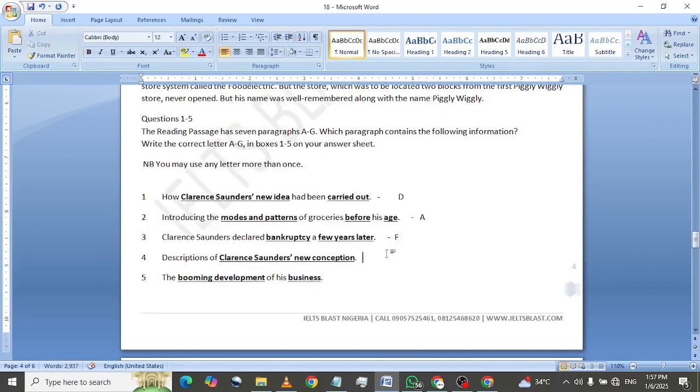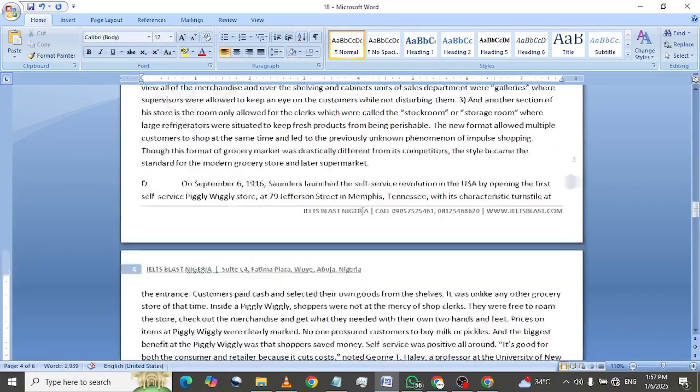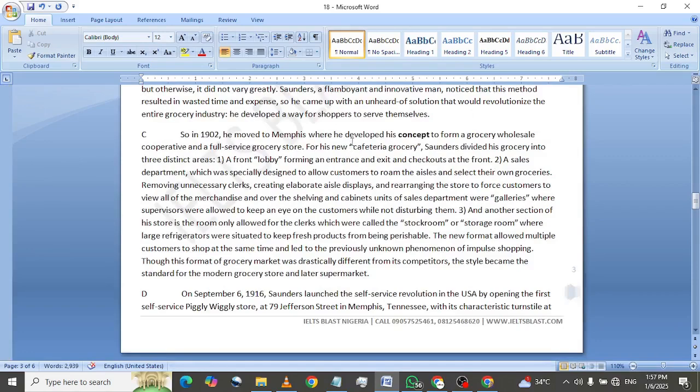So the answer here will be C. If you read it very well, you find out that it talks about the grocery, his concept. So you can pause the video, read it very well and see how he was able to describe his concept in this paragraph C.